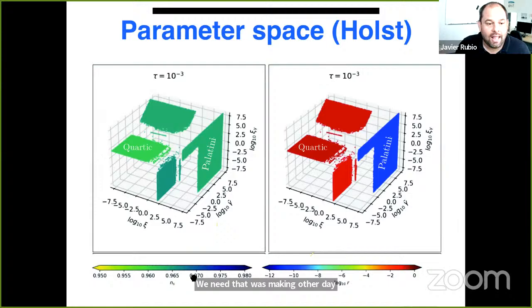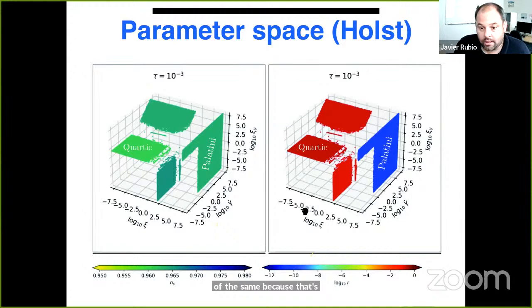Well, here, since I can only show three parameters, I'm just choosing a fiducial value of tau, 10 to the minus 3, and then scanning all the other four parameters I have in this restricted Holst scenario. We see that we always have a region in which the predictions of the spectral tilt and the tensor to scalar ratio coincide with those of a quartic potential, which corresponds to the limit of small non-minimal coupling to gravity. Okay. And then we observe that there is always a region of large non-minimal coupling in which the tensor to scalar ratio becomes very small and the spectral tilt is well within the observable CMB constraints.